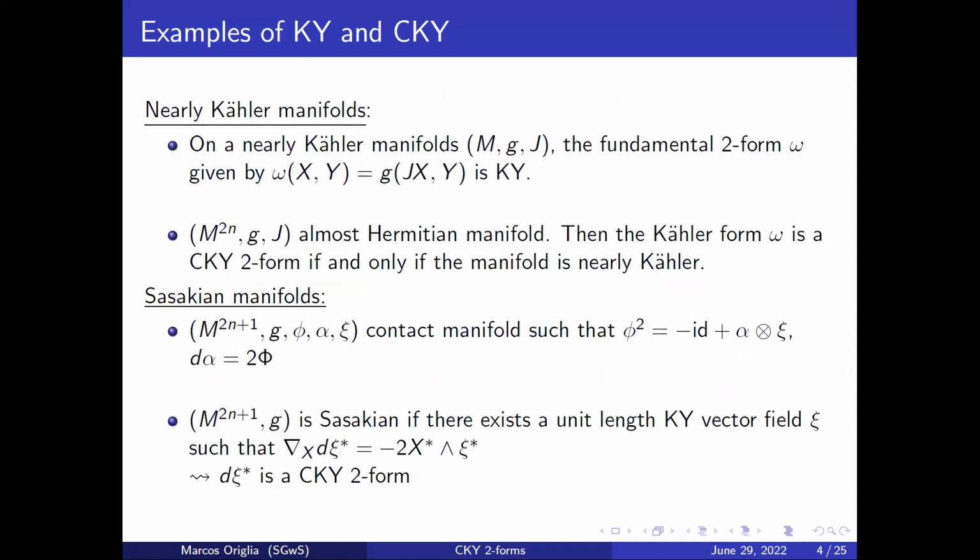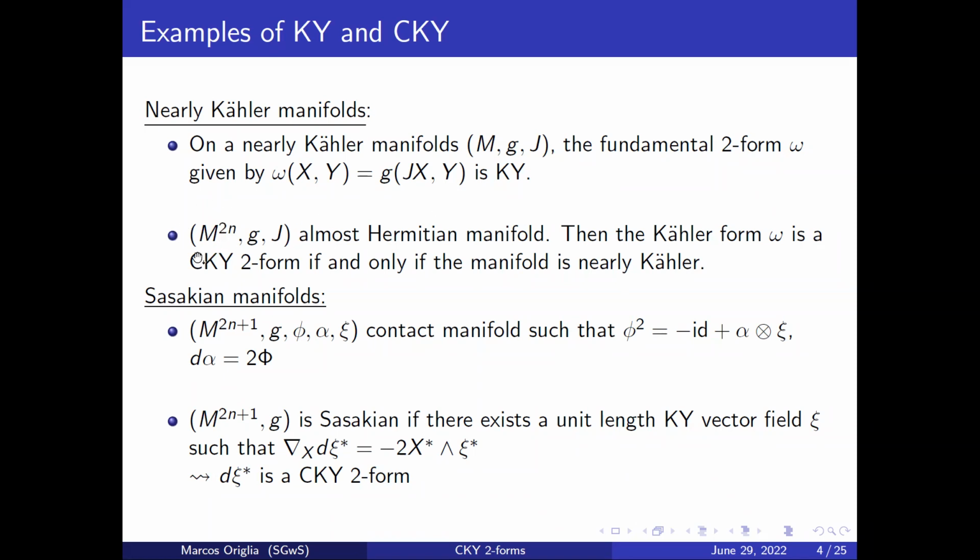Here let me introduce the two main examples of Killing and conformal Killing forms. About Killing forms, we have nearly Kähler manifolds. On any nearly Kähler manifold (M, J, g), where J is the almost complex structure, the fundamental two-form ω determined by the almost Hermitian structure is a conformal Killing two-form. It's a Killing two-form, right? And actually, it's the only case when this happens.